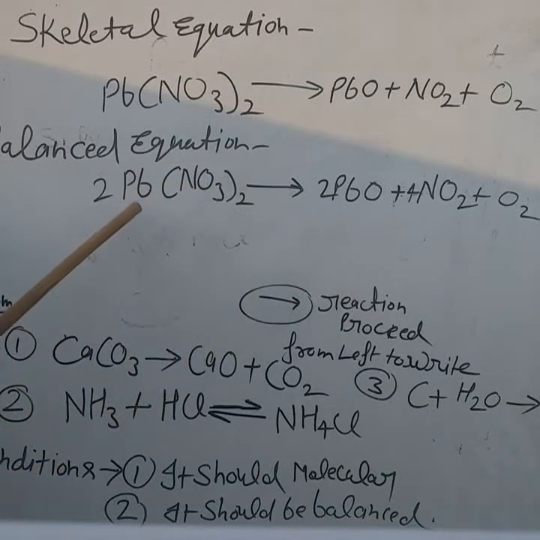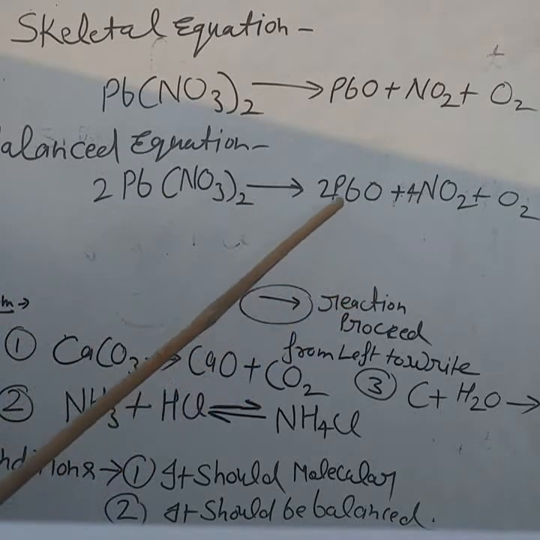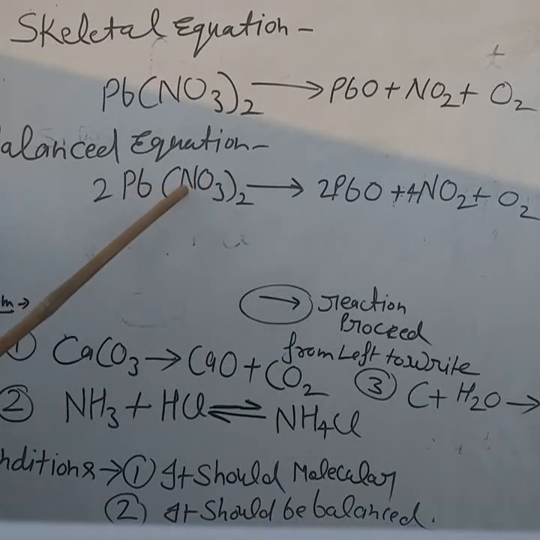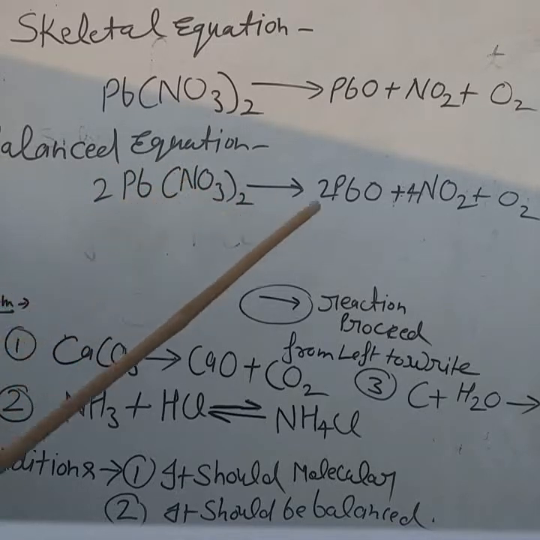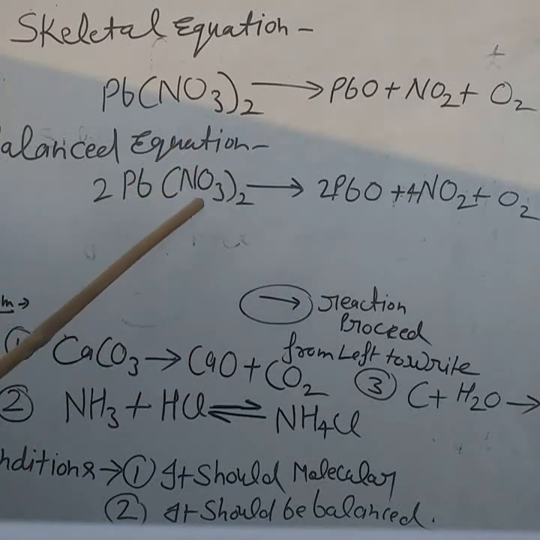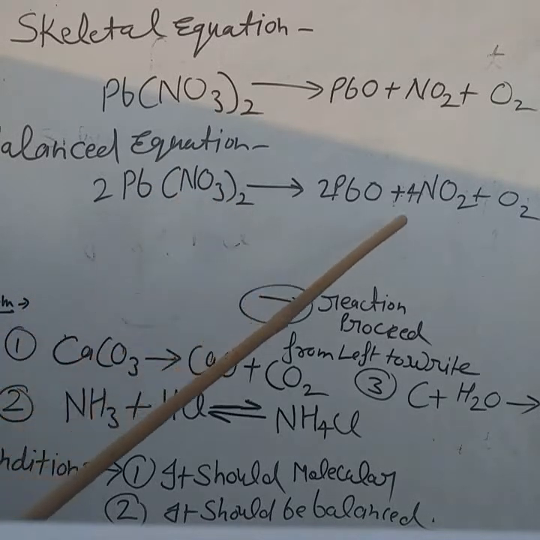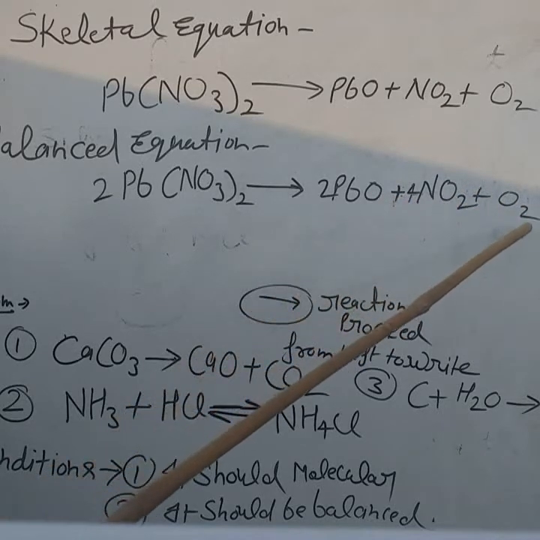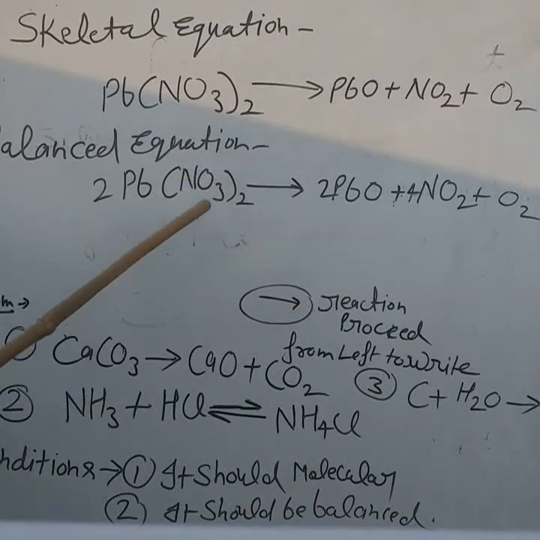The number of lead is 2 and the number of lead is 2, both sides are balanced. The number of nitrogen is 4: 2 times 2 is 4 on the left side, and here 4 as well. The number of oxygen is 12 and the number of oxygen is 12: 2 times 4 is 8, 4 times 2 is 8, plus 2 is 10, and 12. So this equation is a balanced equation.